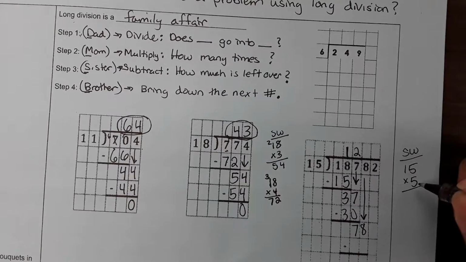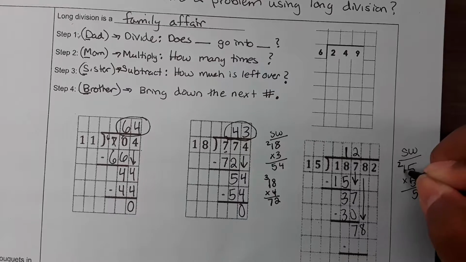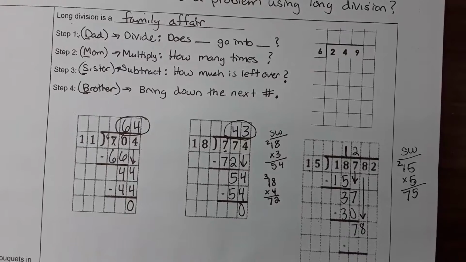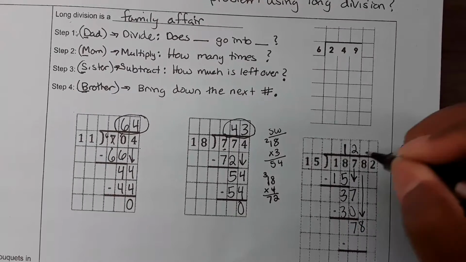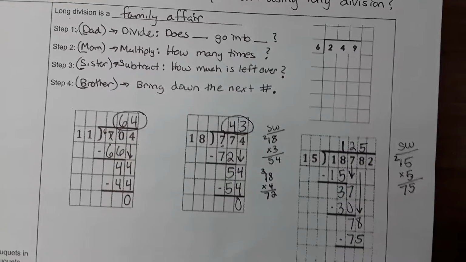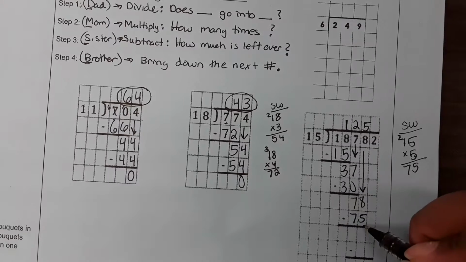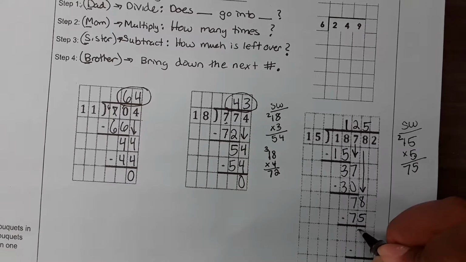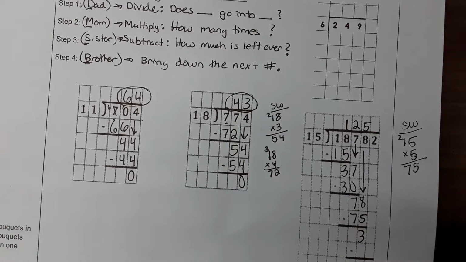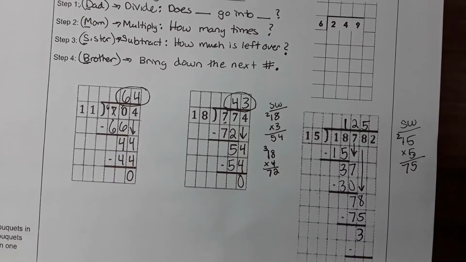All right. 5 times 5 is 25. Carry the 2. 5 times 1 is 5 plus 2 is 7. Ooh, look at that. 75. Can't get any closer without going over than that. So I put my 5 up here and 75 down here. Woo, this is fun. I love it. 78 minus 75 is 3. Because 8 minus 5 is 3, and that's 0. Perfect. And I can see that 3 is less than 15, so I know I divide it as much as possible.